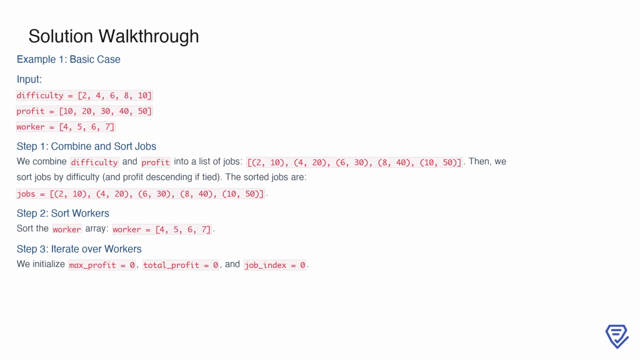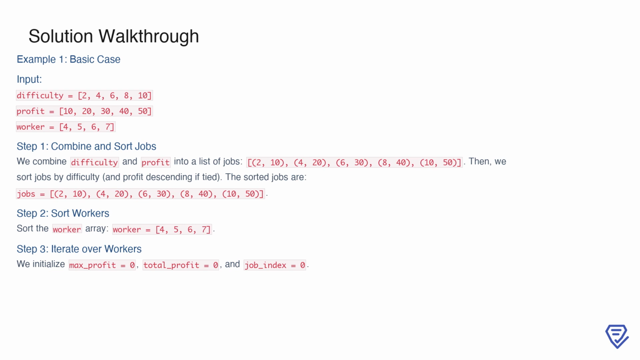Here, we start with a basic example to understand the problem. We are given arrays for job difficulties, profits, and worker abilities. The first step is to combine the difficulties and profits into a list of jobs as pairs of difficulty, profit. After combining, we sort these jobs by their difficulty in ascending order. If 2 jobs have the same difficulty, we sort by profit in descending order, though in this case, there are no ties. The resulting sorted list of jobs is 2, 10, 4, 20, 6, 30, 8, 40, 10, 50.